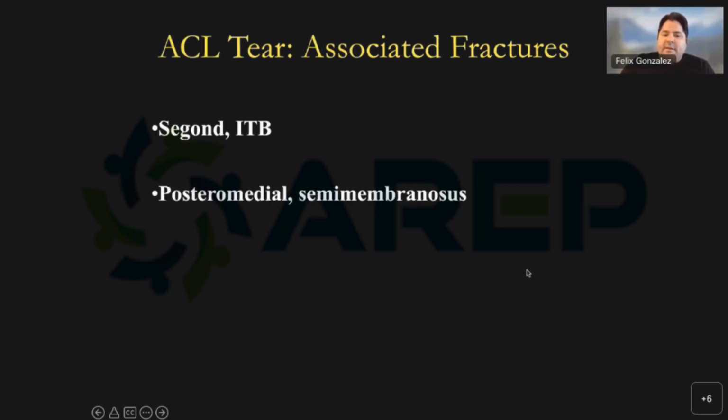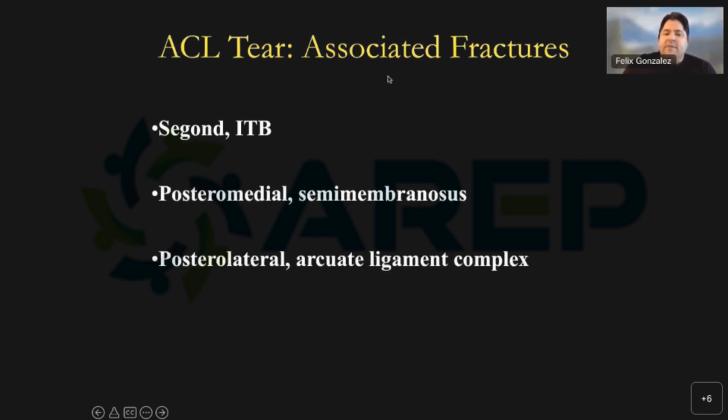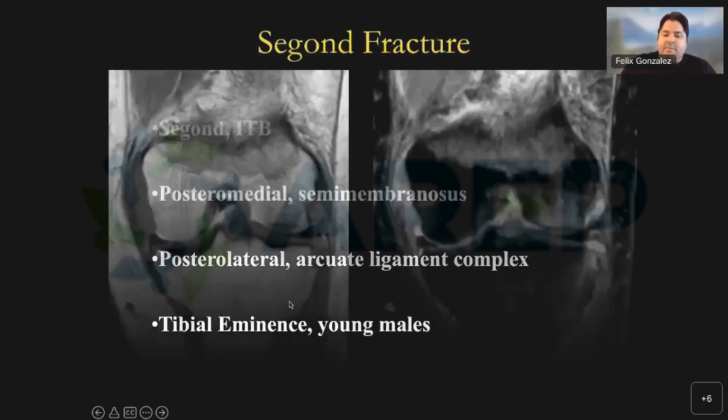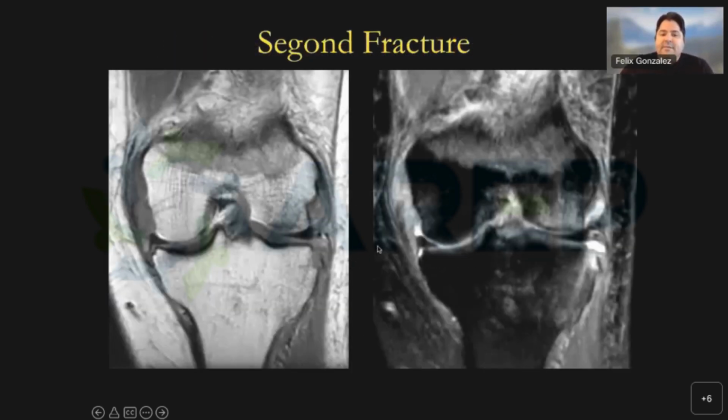So ACL tear can be seen with other fractures, such as the Segond fracture of the IT band. You can see fractures involving the posterior medial aspect of the knee, the posterior lateral corner involving the arcuate ligament complex, or the tibial eminence in young male athletes. So here's an example of a Segond fracture right there.